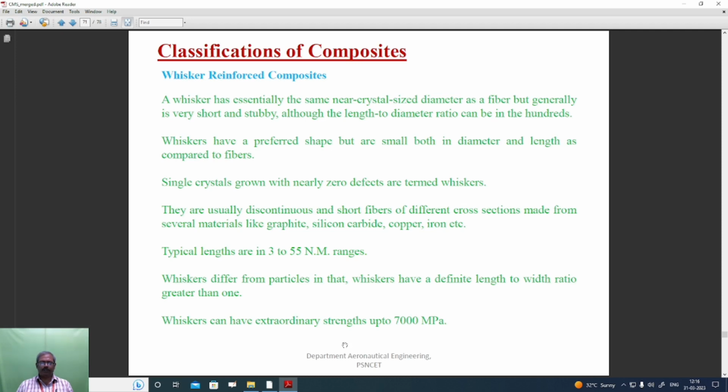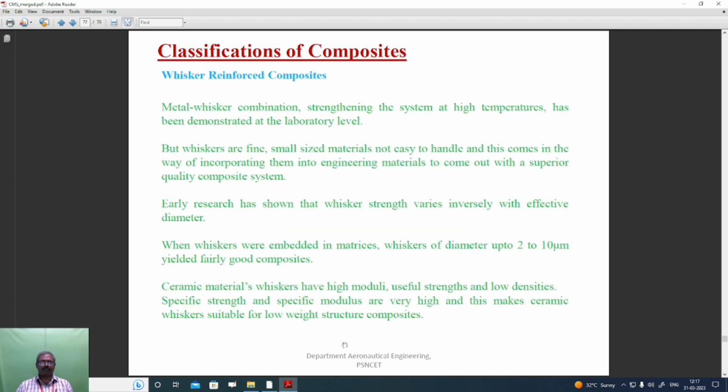They are usually discontinuous and short fibers of different cross section made from several materials like graphite, silicon carbide, copper, iron, etc. The typical lengths of whiskers are in the 3 to 55 nanometer range. Whiskers differ from particles in that whiskers have a length to width ratio greater than 1. Whiskers can have extraordinary strength, up to 7000 megapascal.